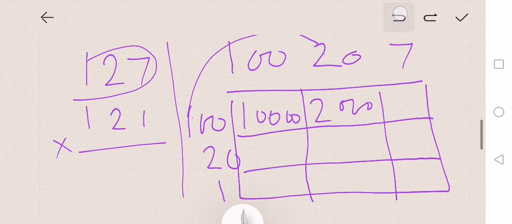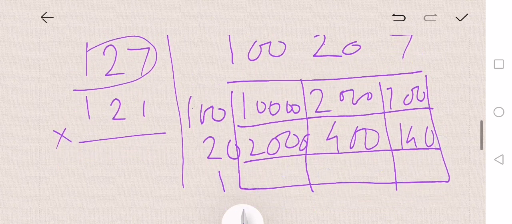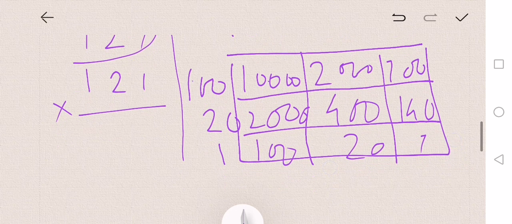Then 100 times 7. Sorry, what's wrong with me? Okay, 100 times 7 is 700. So don't get confused. So 20 times 100. Now this one times this one is 2, and then 3 zeros. Then 20 times 20 is 400. That's 140. Okay, now this one is 100. That's 20. That's 7.